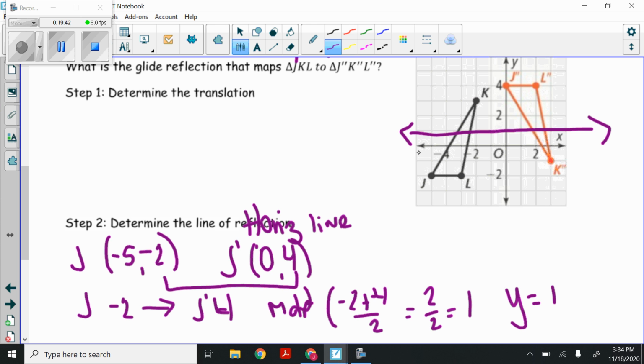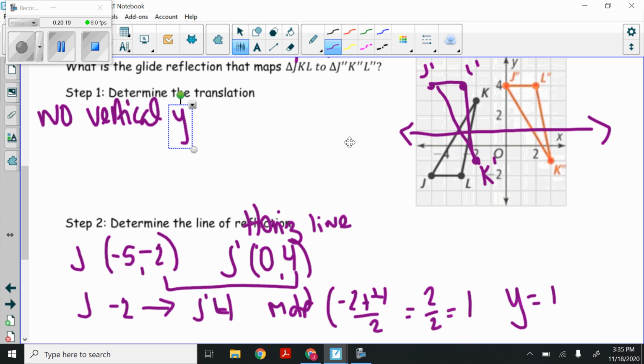Okay? So now I'm going to go ahead and do that. I'm going to reflect triangle JKL over that. And so that would give me, this is where K prime would have been. This is where L prime would have been. And this is where J prime would have been. So now to find the translation, I see that I'm not moving up or down any, so there is no vertical or Y translation. So I simply have to move to the right. Let's see, 1, 2, 3, 4, 5 units. So right 5 units.